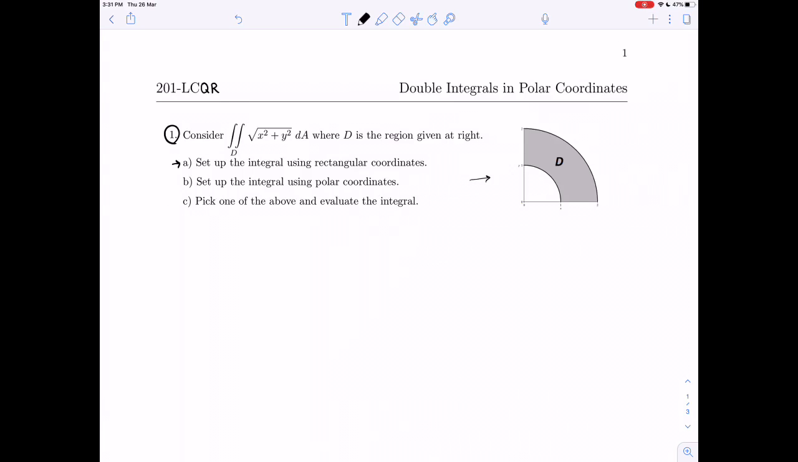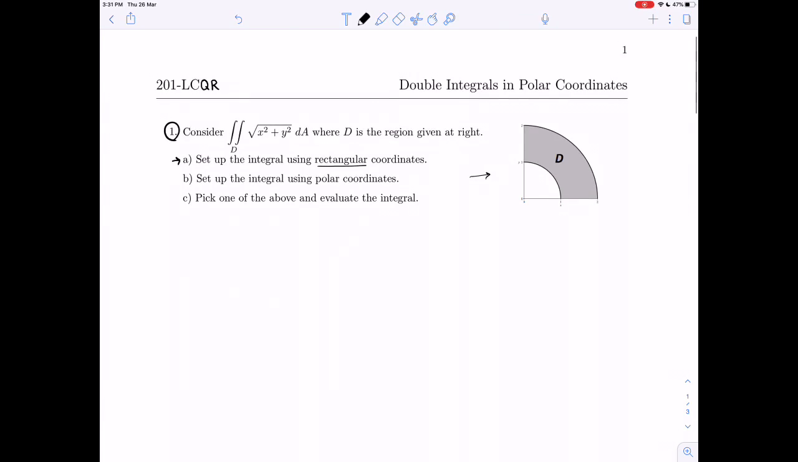Question A asks us to set up the integral using rectangular coordinates. B says to set up the integral using polar coordinates, and C says to pick one of those two and actually evaluate. So let's start with part A. Part A, we can set this up as either a type 1 or a type 2 region. Let's set this up as type 1, which means that our x's are going to be within constants and our y's will go from boundary curves of x.